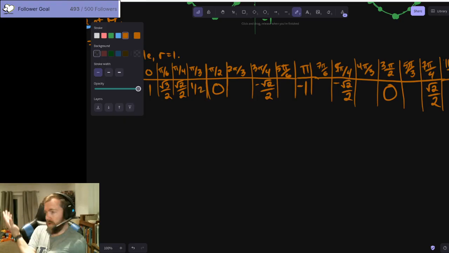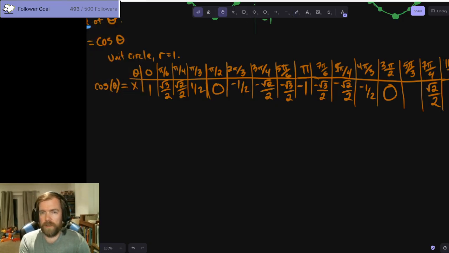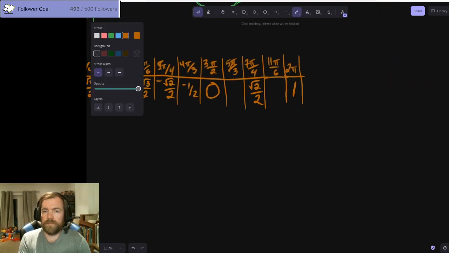2 pi over 3, we're on this side now. That's negative. Again, it's short, and then it lengthens out. So negative root 3 over 2 for 5 pi over 6. 7 pi over 6, it's the same stuff. It's a long x distance, and then it shortens back down, so negative 1/2 at 4 pi over 3. 5 pi over 3 is going to be a positive half, and 11 pi over 6 is going to be a positive root 3 over 2.